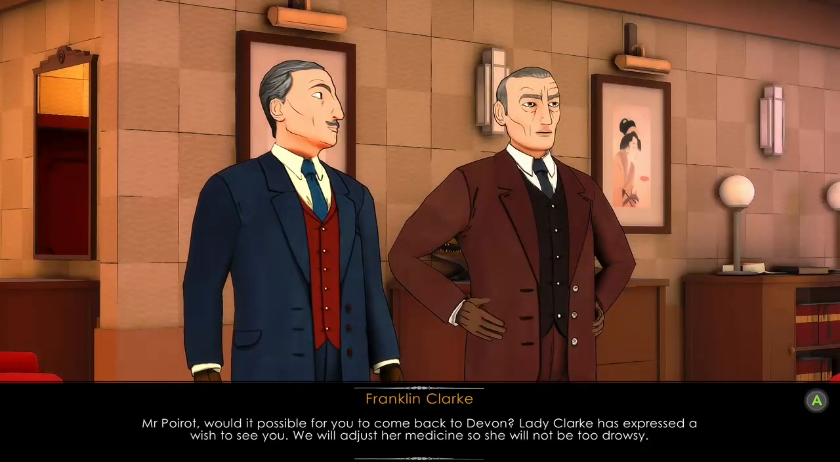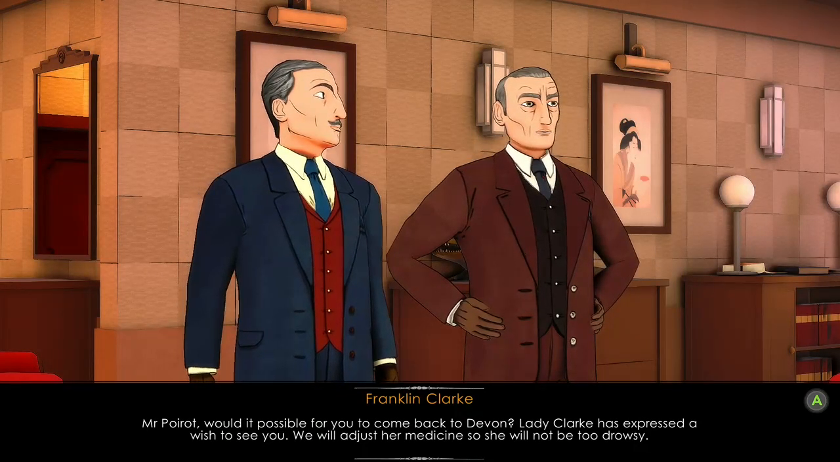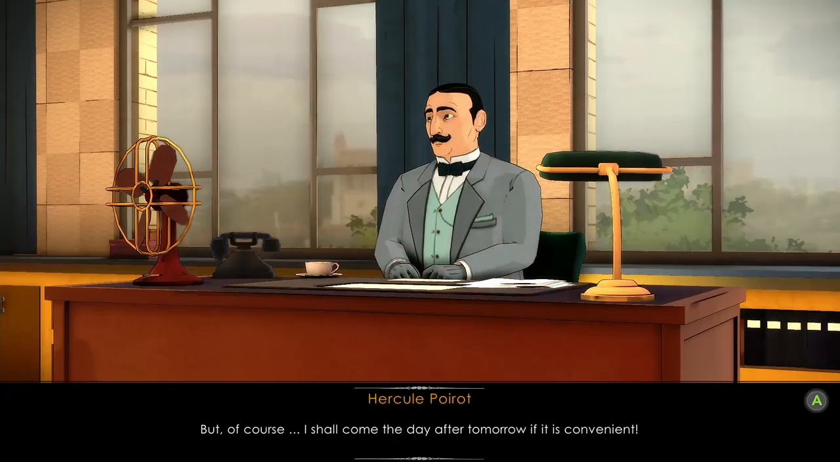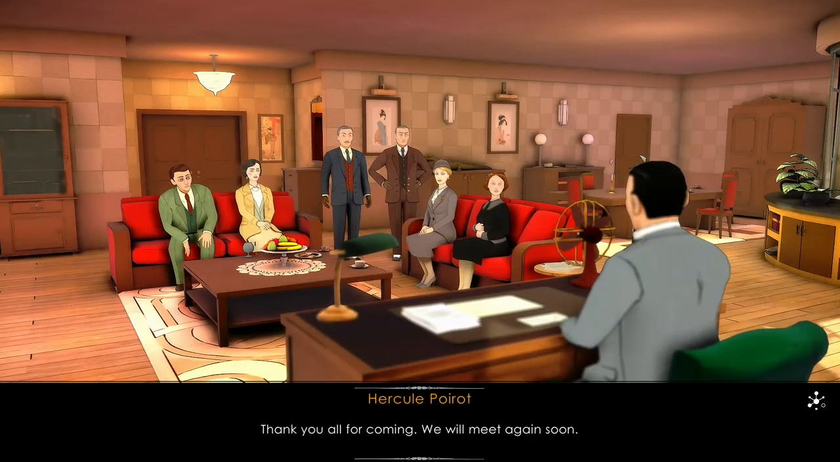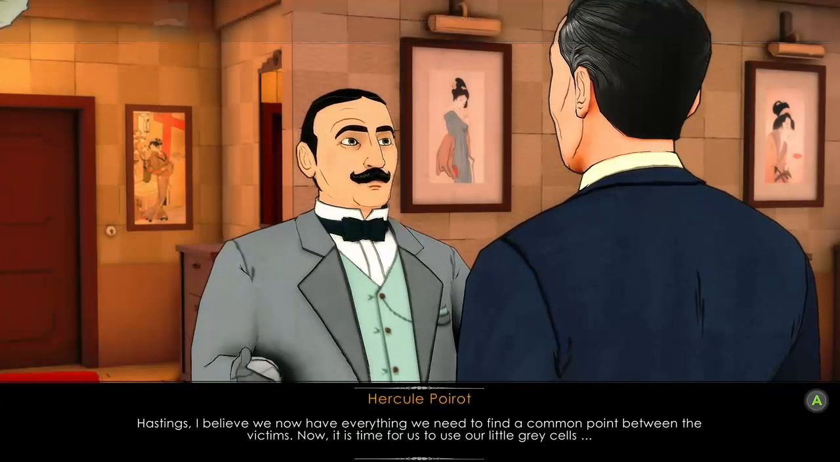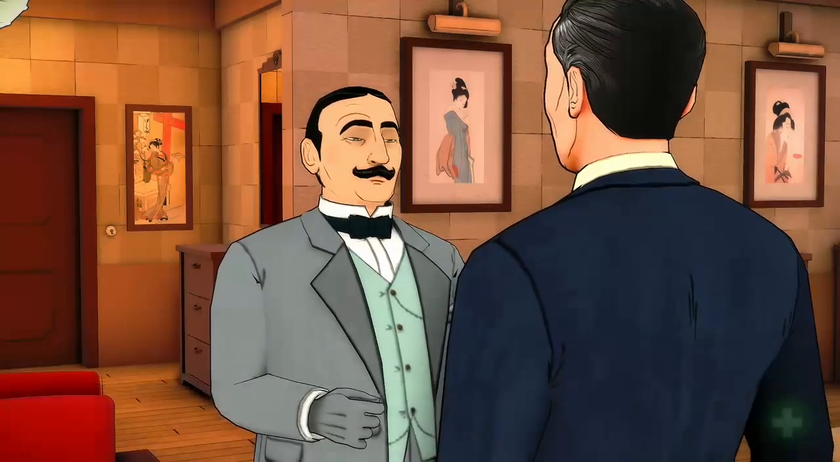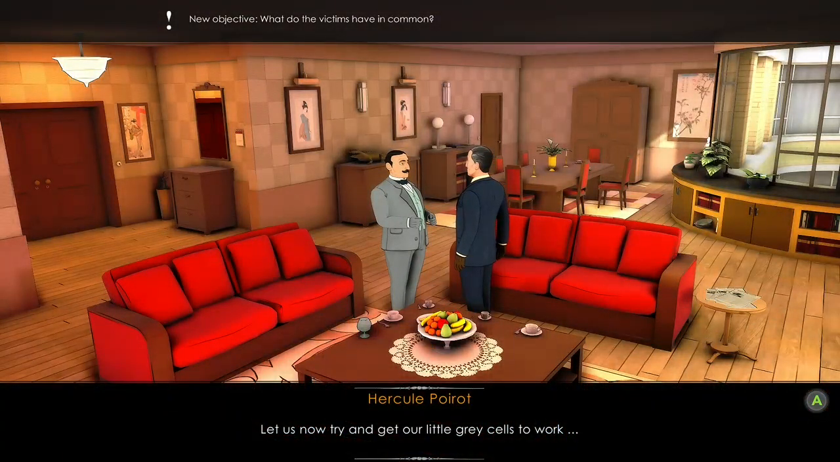Mr. Poirot, would it be possible for you to come back to Devon? Lady Clark has expressed a wish to see you. We'll adjust her medicine so she'll not be too drowsy. But of course, I shall come the day after. Thank you all for coming. We will meet again soon. The meeting was most fruitful. Really? Hastings, I believe now we have everything we need to find a common point between the victims. Now it is time for... It's all about the throat. I've told you this three times now. Let us try and get our brain cells to work.